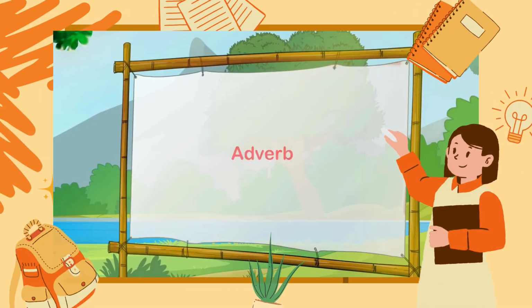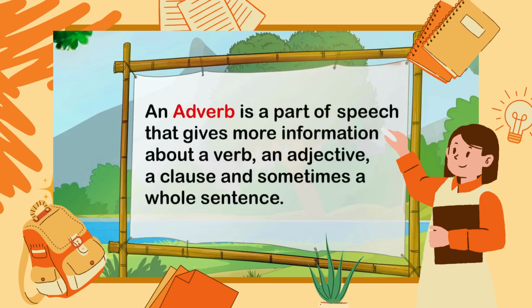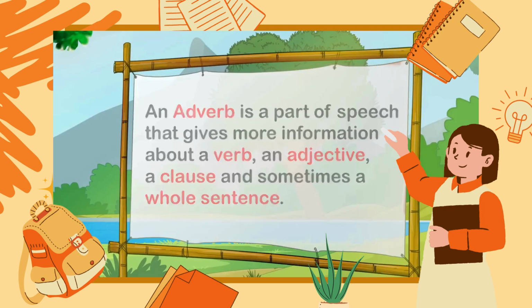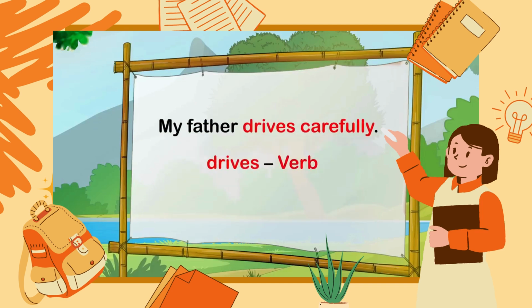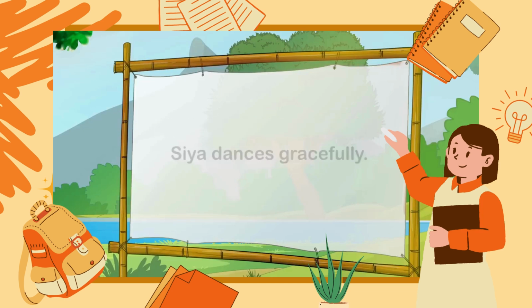Next comes adverb. An adverb is a part of speech that gives more information about a verb, an adjective, a clause, and sometimes a whole sentence. For example, my father drives carefully. Here, drives is a verb. Carefully tells us how father drives. So, carefully is an adverb.